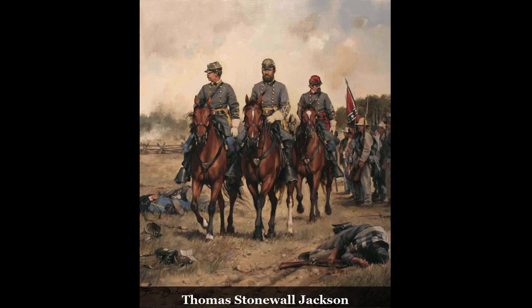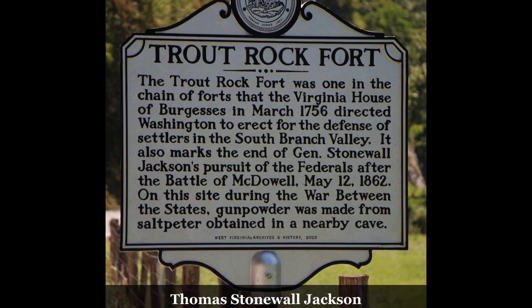Meanwhile, General Banks's Union Army was advancing up the Valley Turnpike, a vital road that connected the towns of Winchester and Staunton. As the Union forces approached, Jackson knew that he had to act quickly to defend the valley and prevent the enemy from gaining control of this critical route.